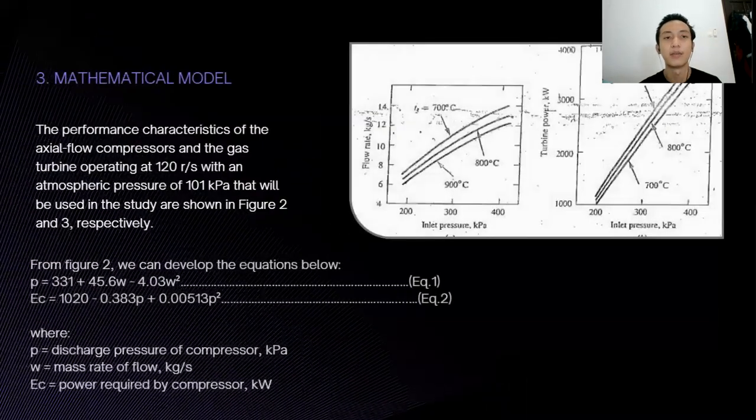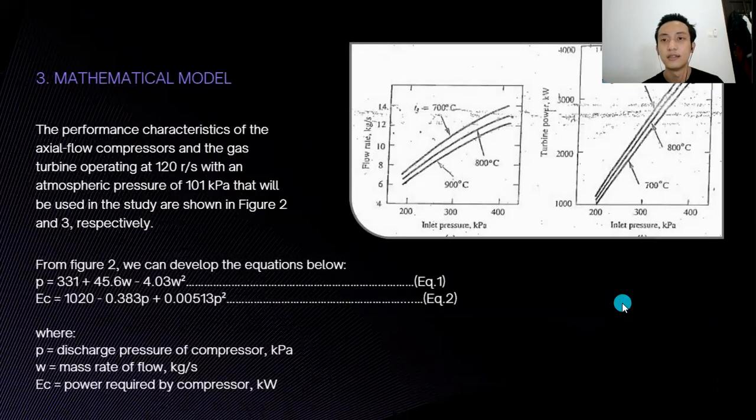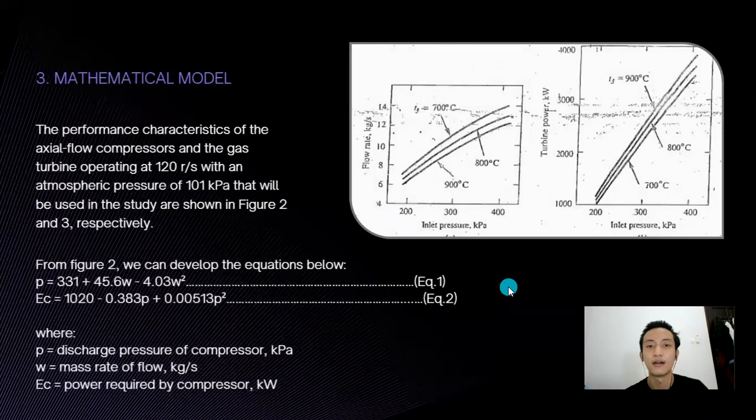Okay, let's jump to the mathematical model. So here, we have the compressor graph, which shows the inlet pressure of the compressor versus the flow rate of the compressor. And then the right graph is the inlet pressure of the compressor versus the power we transfer to the turbine from the compressor.